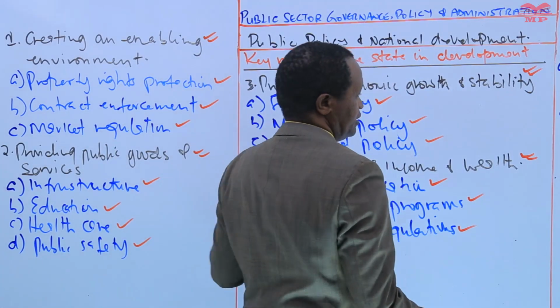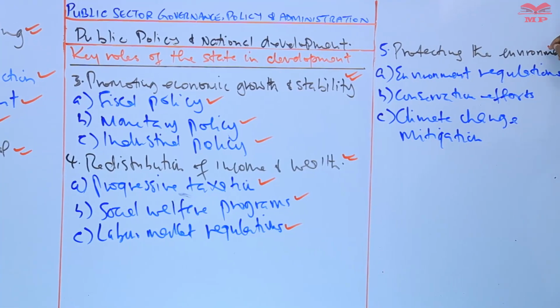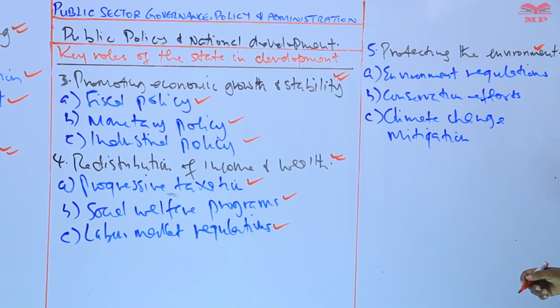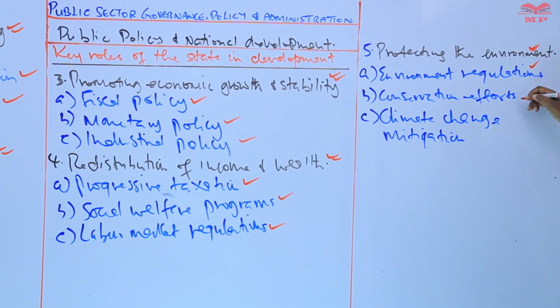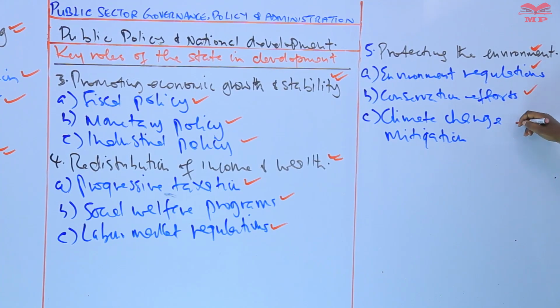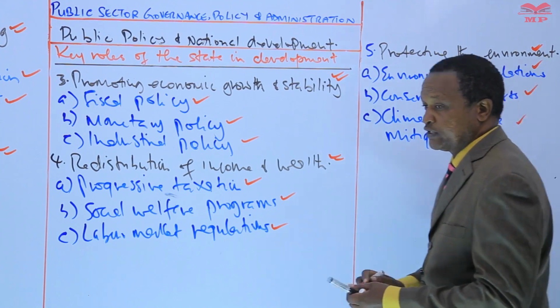Then lastly, the government has a role to protect the environment by developing environmental regulations and laws, conservation efforts, climate change mitigation. That is the end of the lesson.